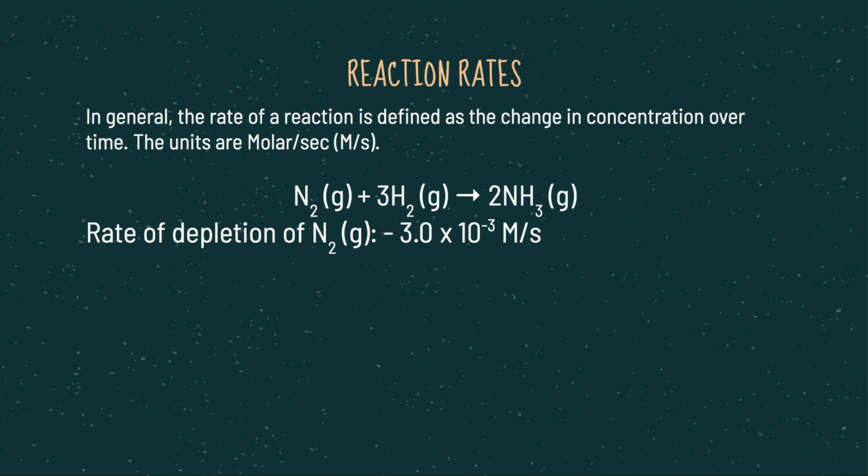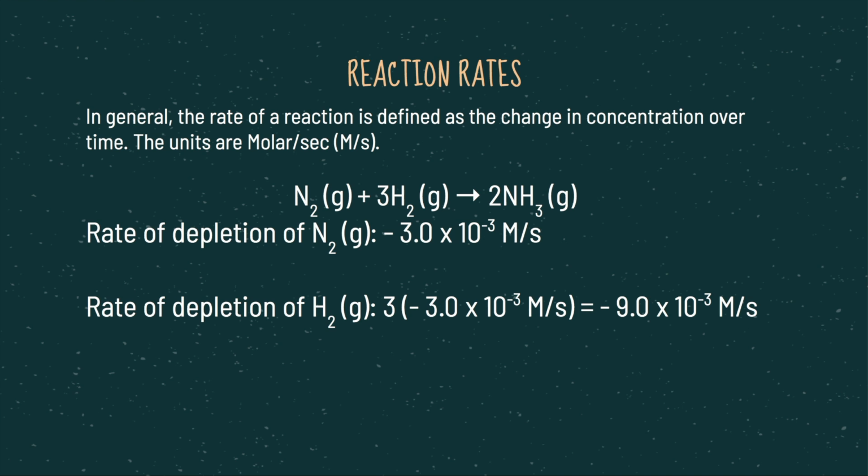If you're given the rate of one species in a reaction, you can compare the reaction rates using mole ratios. Let's use this reaction as an example. This is the equation for the synthesis of ammonia. If we are given the rate of depletion of nitrogen gas, then we can find the rest of the rates. The rate of depletion of nitrogen gas is negative because it's being used up in the reaction.